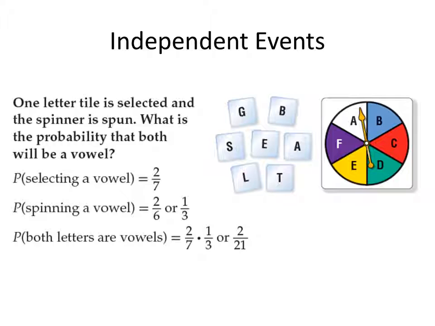When you have independent events, you multiply the 2 probabilities in each event to get the total probability. So we multiply 2 out of 7, the probability of getting a vowel on the tiles, times 1 out of 3, which is the probability of getting a vowel on the spinner, and we use our rules of multiplication to get 2 over 21.